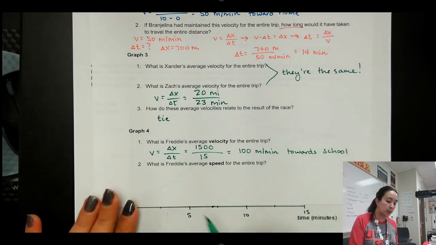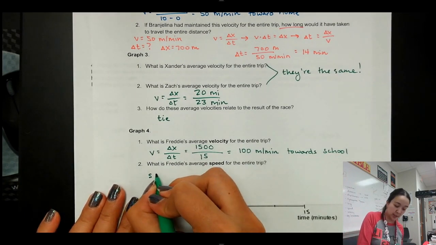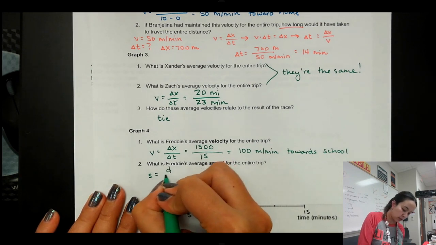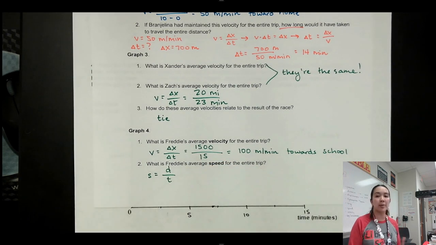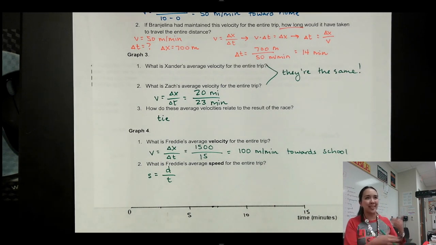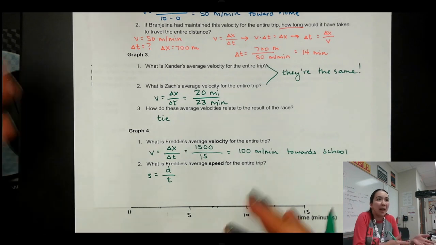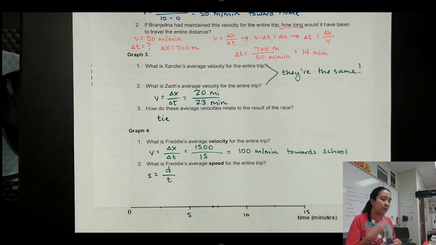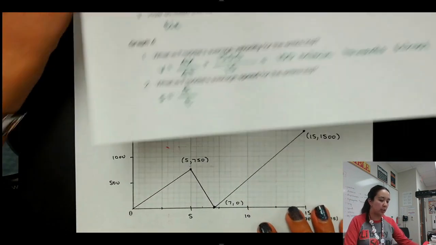Freddie's average speed, though. The formula for speed is total distance over total time. And remember that distance is a scalar quantity, so it's cumulative. You can only ever gain more and more steps. You can't walk backwards and take back the distance that you walked. You already spent the energy moving your leg. So distance is only ever going to accumulate.